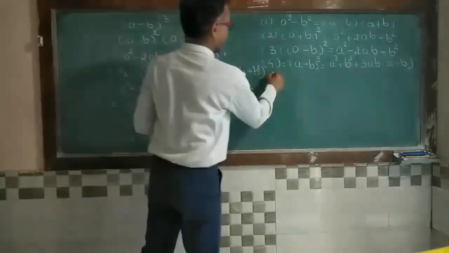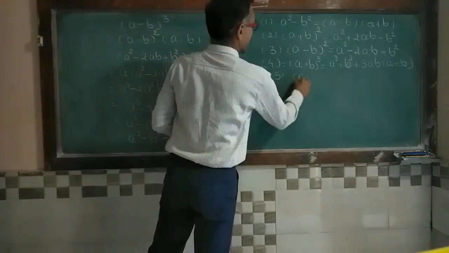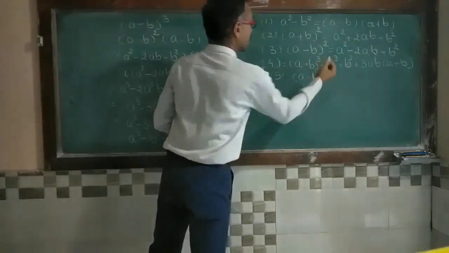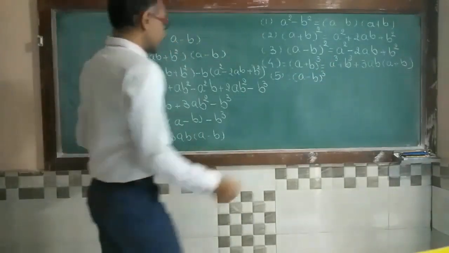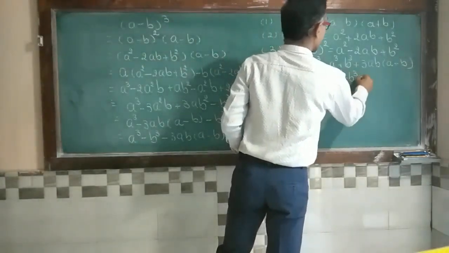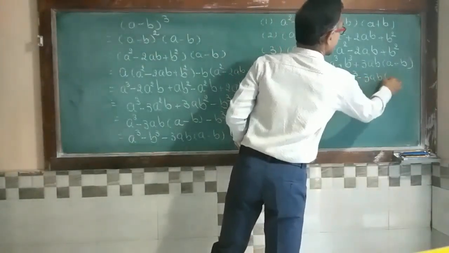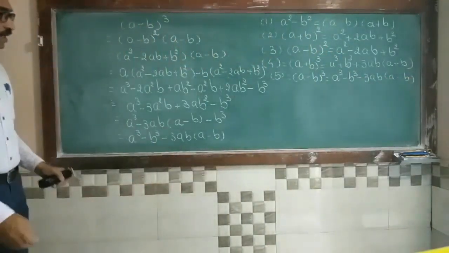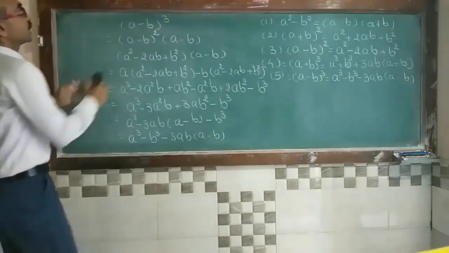So the fifth one is (a minus b) whole raised to cube. So the answer is a cube minus b cube minus 3ab into (a minus b). Okay?